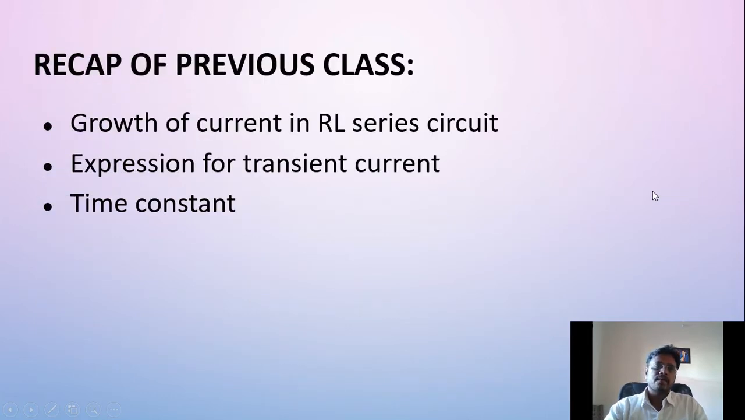In the previous class we had discussed the growth of current in an RL series circuit. We had derived the expression for the same, which is given by I equals I naught into 1 minus e power minus R by L into t. We also discussed the time constant, which is given by lambda equals L by R.